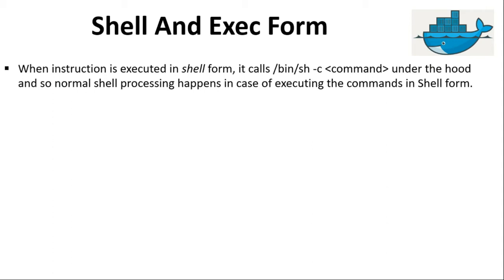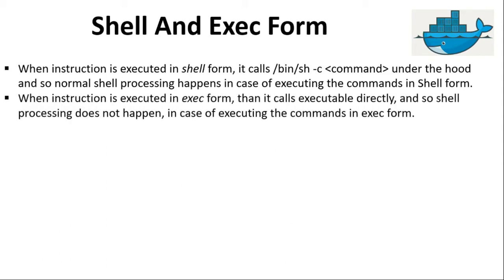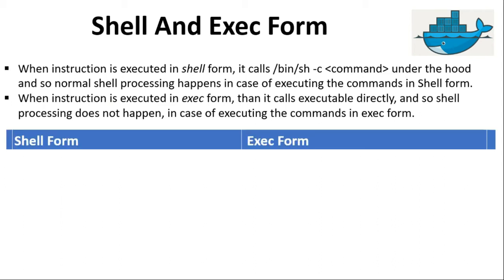Now friends, when any instruction is executed in shell form, then internally it calls the sh shell command under the hood, and so normally shell processing happens in case of executing the commands in shell form. And friends, when an instruction is executed in exec form, then it calls executable commands directly, and so shell processing does not happen in case of executing the commands in exec form. Now friends, let us understand the meaning of these 2 points here. So let us take the shell form first.